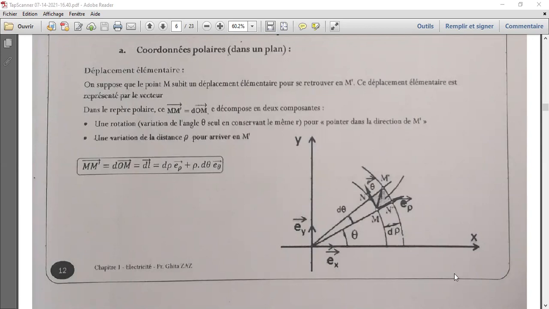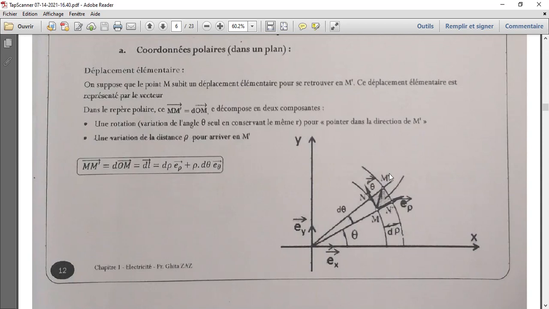It says, on supposait que le point M subit un déplacement élémentaire. So they're saying this point M, I think you can see this point M, we suppose that it is subjected to a displacement or a movement élémentaire, pour se retrouver en point M. So we suppose that this point M has moved to point M prime.